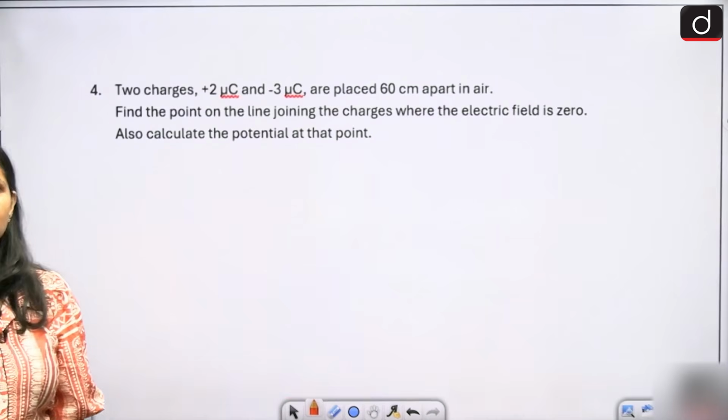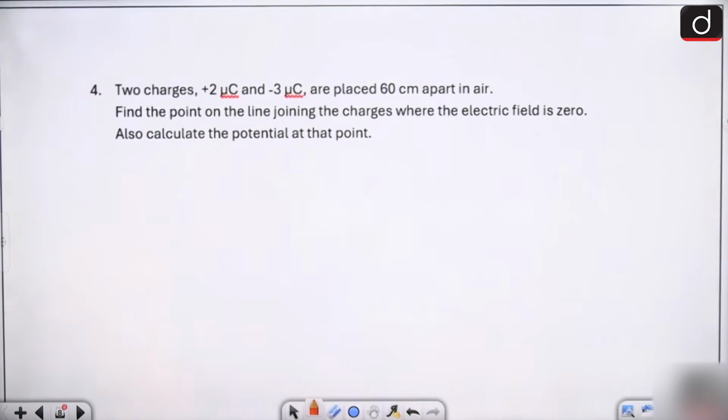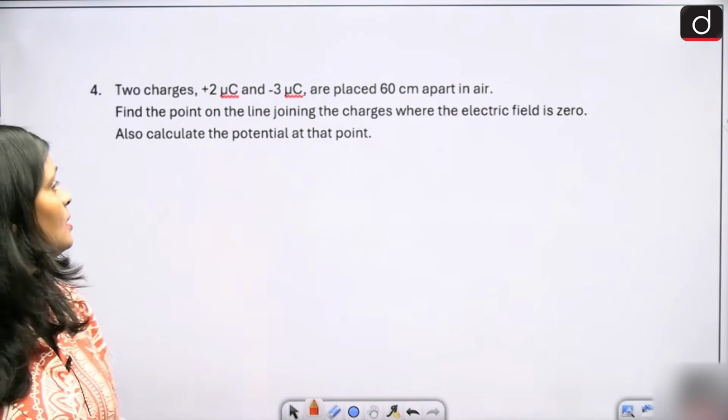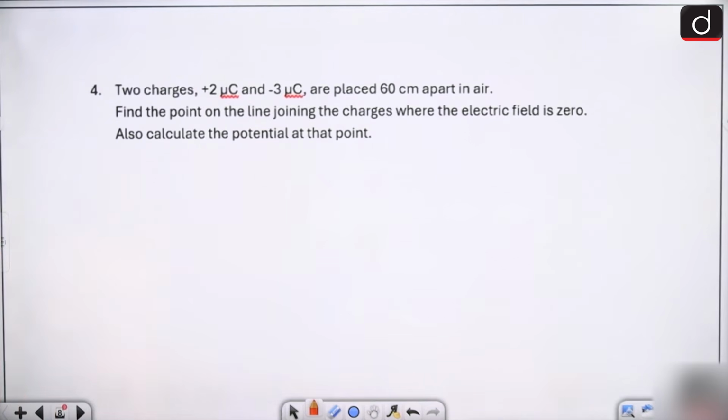Try another question. Two charges plus 2 and minus 3 mu c are placed 60 centimeter apart in air. Find the point on the line joining the charges where the electric field is 0. Also calculate the potential at that point.